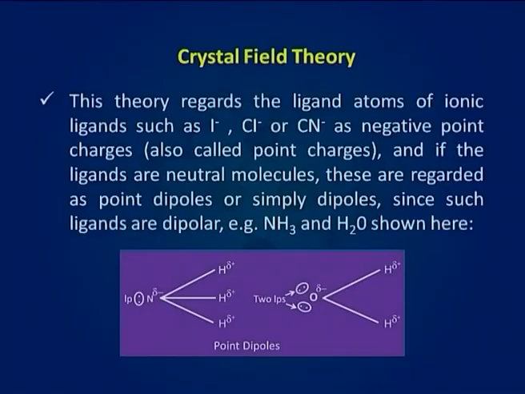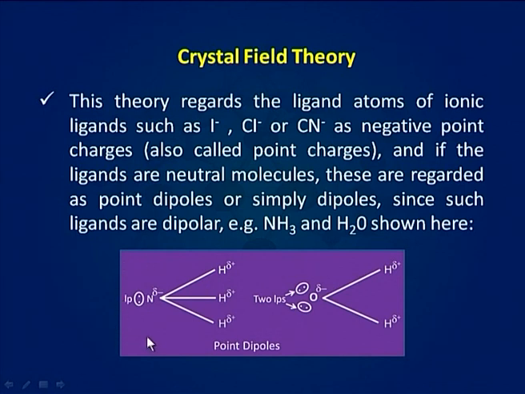The theory can be used to understand, interpret and predict the magnetic behavior, color and some structures of the coordination complexes. This theory regards the ligand atoms of ionic ligands such as I-, Cl- or CN- as negative point charges. And if the ligands are neutral molecules, these are regarded as point dipoles or simply dipoles, since such ligands are dipolar like ammonia and water molecules.